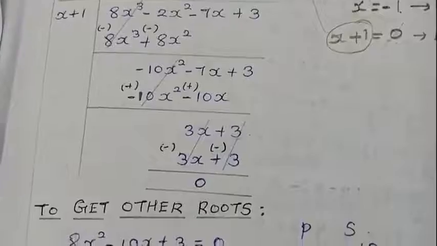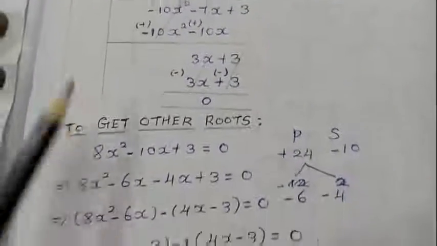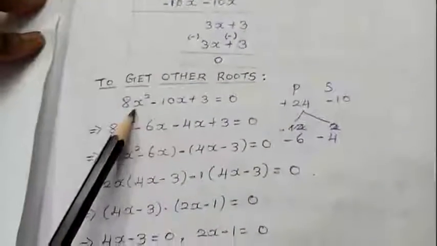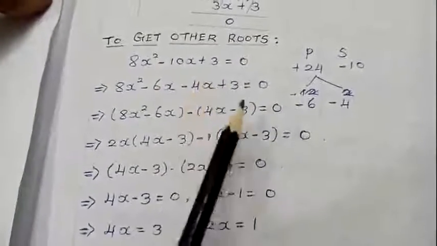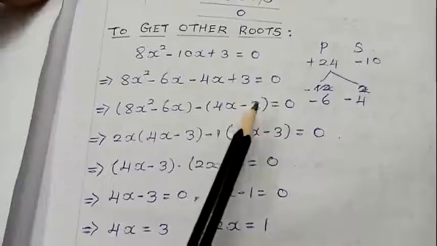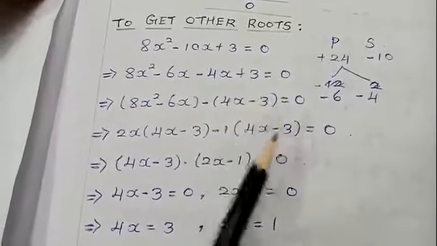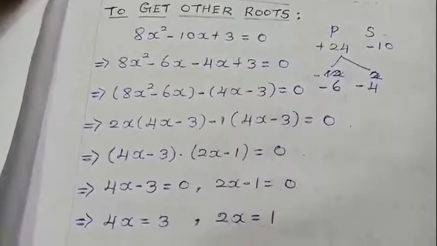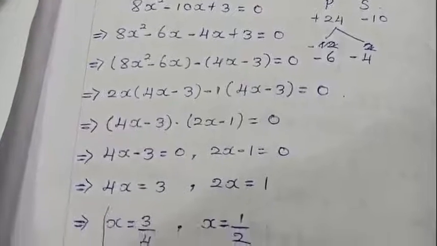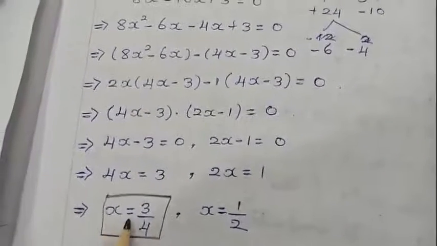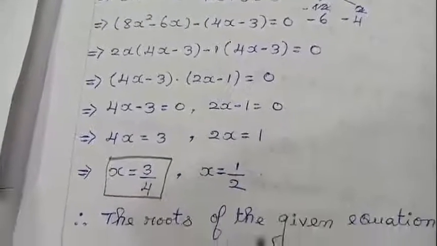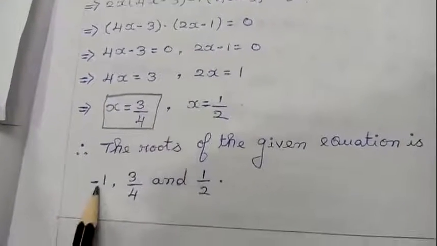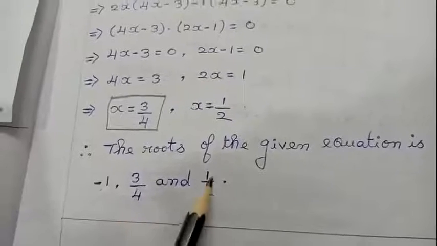To find the remaining 2 roots, I'm going to take this one, that is 8x square minus 10x plus 3 equal to 0. It is your wish. You can take product and sum, or you can do it by the quadratic formula. You can try any method, and the final answer is going to be x is equal to 3 by 4, x is equal to 1 by 2. Therefore, the roots of the given equation are minus 1, 3 by 4 and 1 by 2.